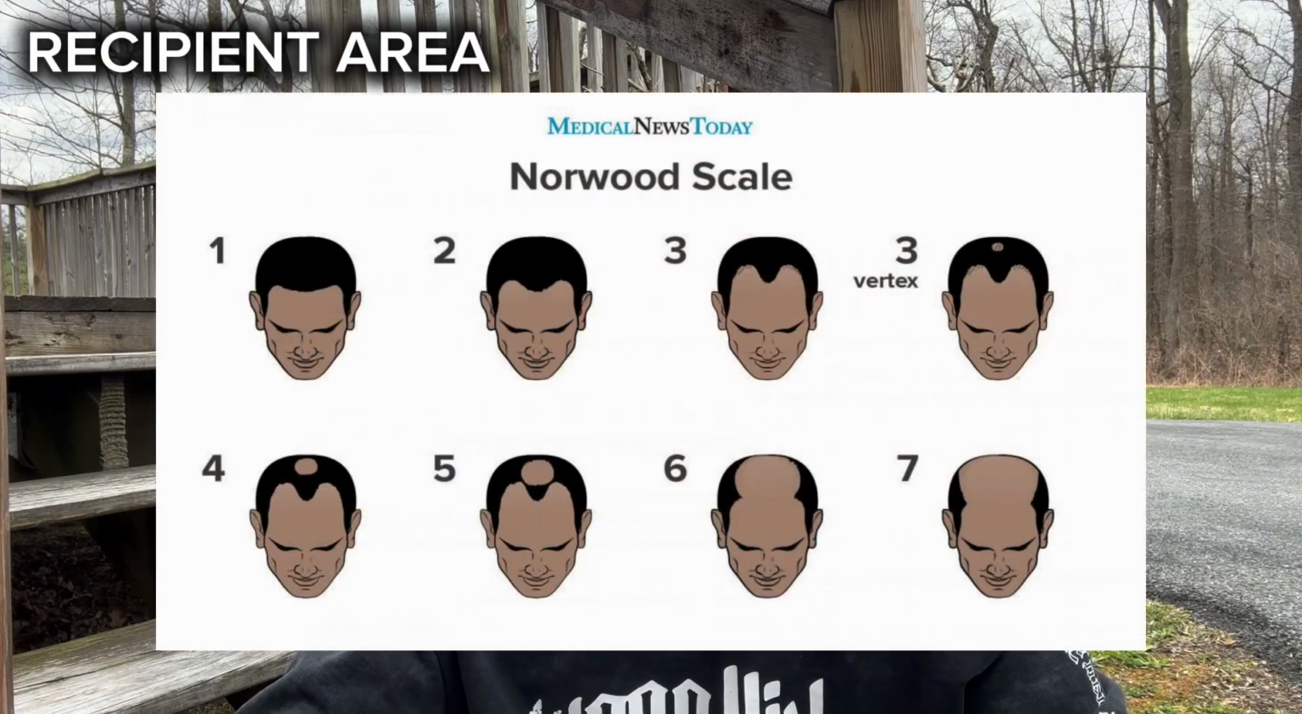So now let's talk about the recipient area, the other part of the hair transplant where the hair goes. This is the most important factor in the end result. How the design of the recipient area is approached is dependent on your hair loss severity, so where you are on the Norwood scale from 1 to 7.